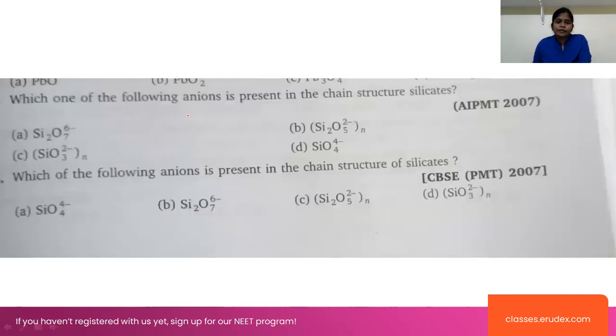Next one, which one of the following anions is present in the chain structure of silicates? Chain structure. In the case of the chain structures, we have the formula Si2O5 2-. This is the chain structure. Next one is, which one of the following anions is present in the chain structure of the silicates here? So in the case of the chain structure of silicates, (Si2O5)n 2n-.